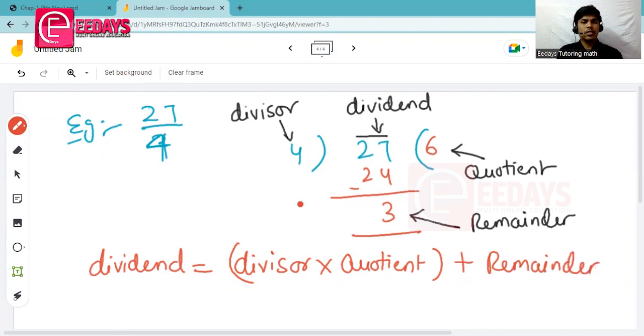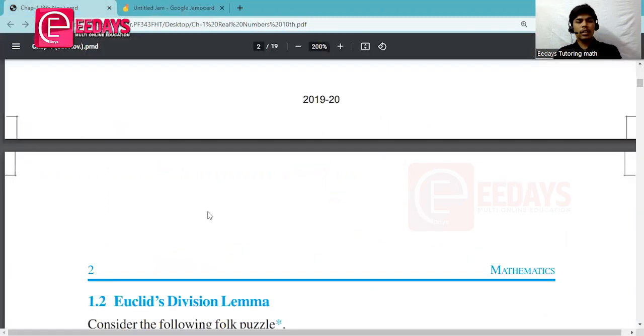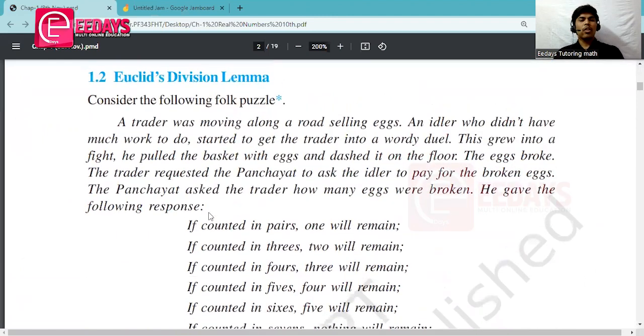I hope everyone understood. Here, if you multiply the divisor with the quotient, and if we add the remainder to that, you will get the dividend. The same method, the same process, the same type. Here there is one other method, which we call Euclid division lemma.